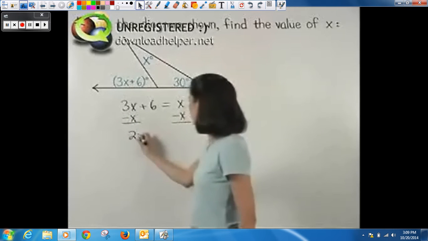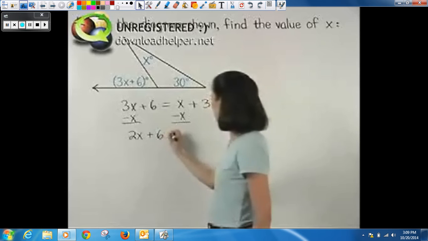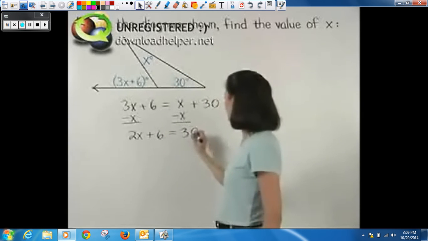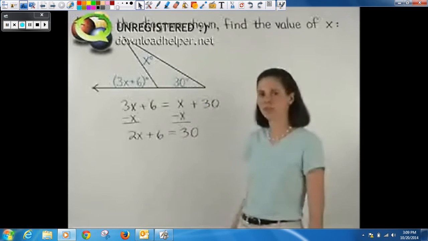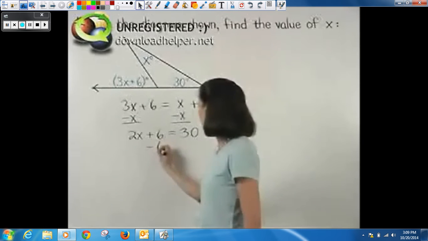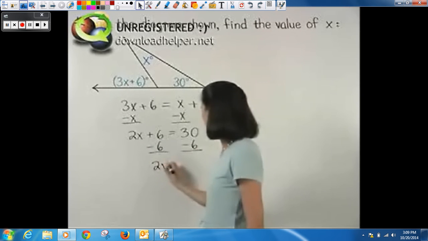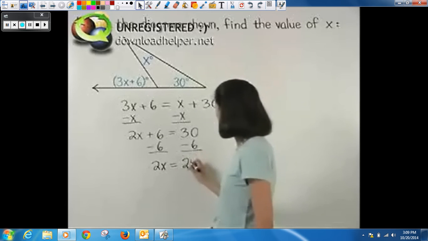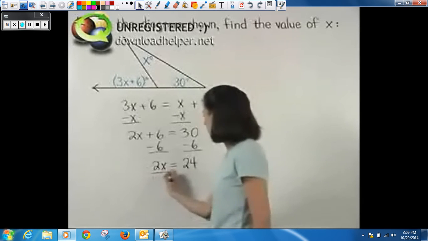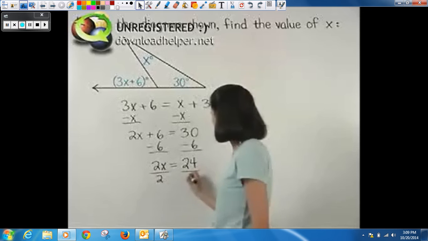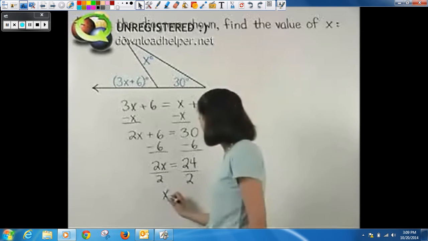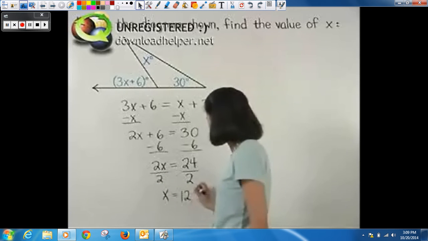And solving the equation from here, we subtract x from both sides to get 2x plus 6 equals 30. And subtracting 6 from both sides gives us 2x equals 24. And dividing both sides by 2, we find that x equals 12.